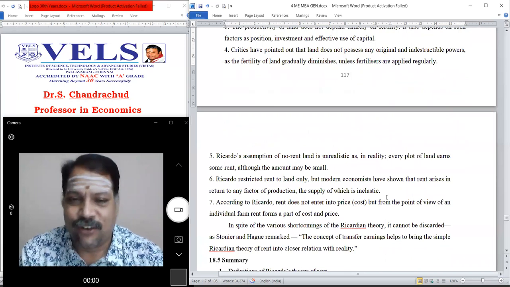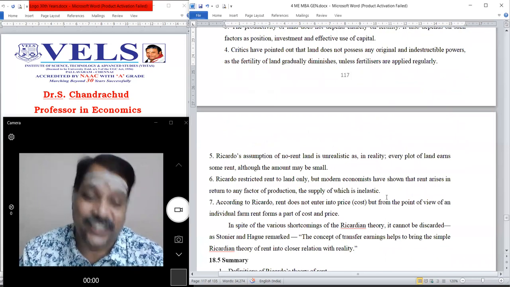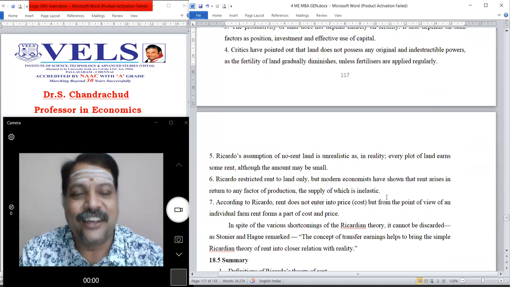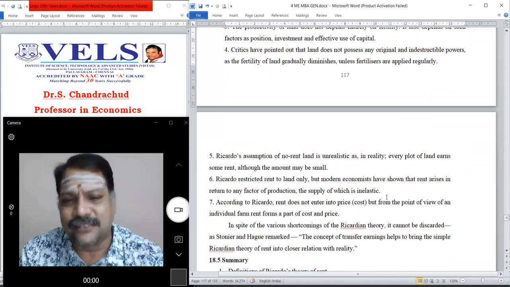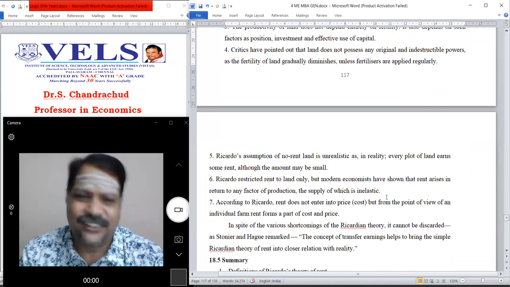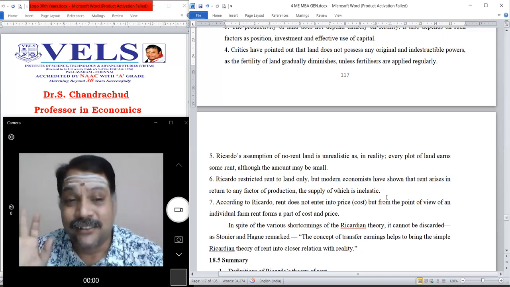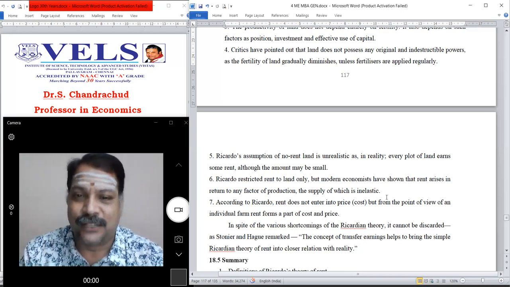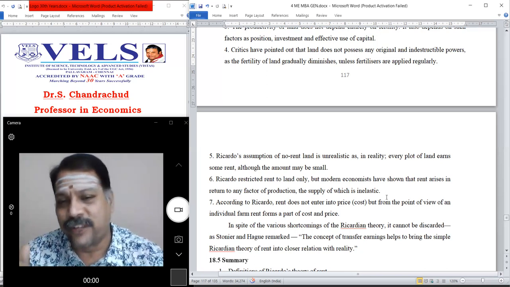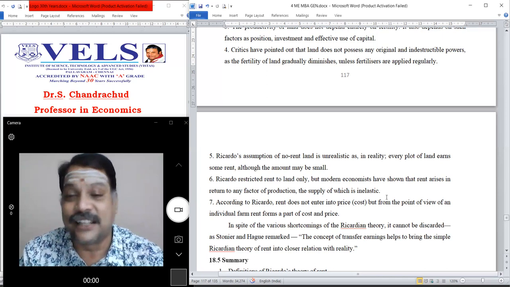Ricardo's assumption of no-rent land is unrealistic, as in reality, every plot of land earns some rent, although the amount may differ. Some land may give a smaller return, but some return will be there. But Ricardo assumes there is no rent for the marginal land. This is an unrealistic assumption.